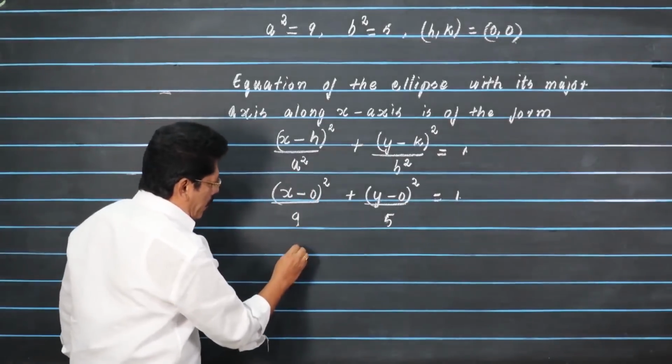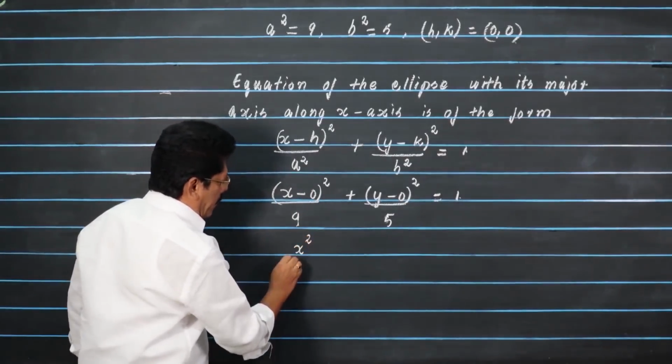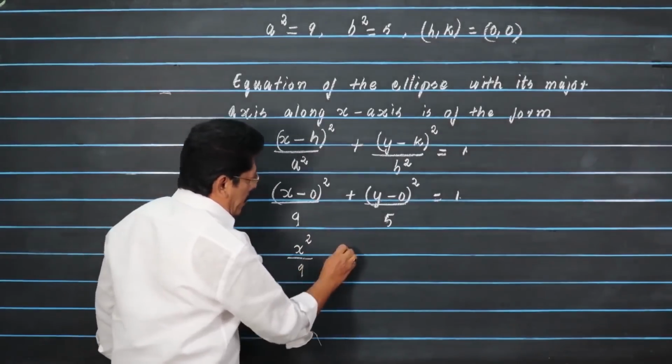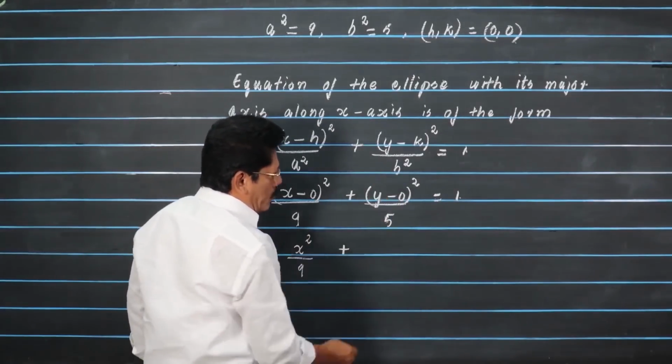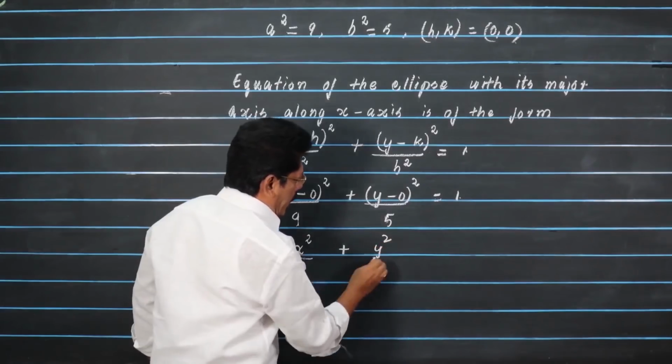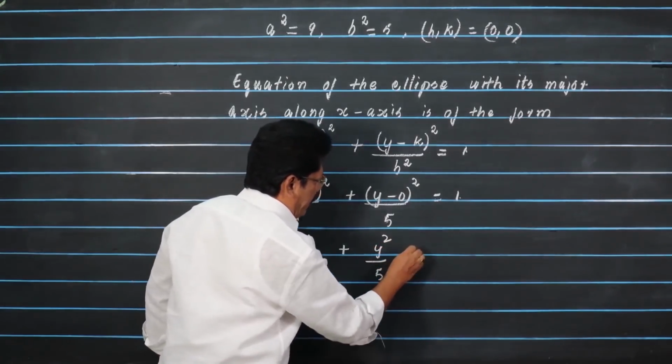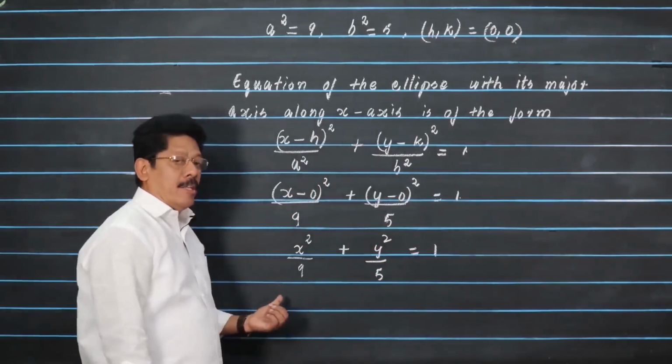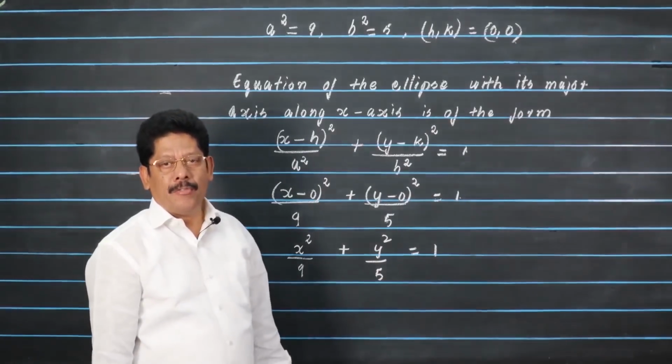(x minus 0) the whole square will give you x squared by 9, plus (y minus 0) the whole square will give you y squared by 5 equal to 1. This will be your required equation of the ellipse.